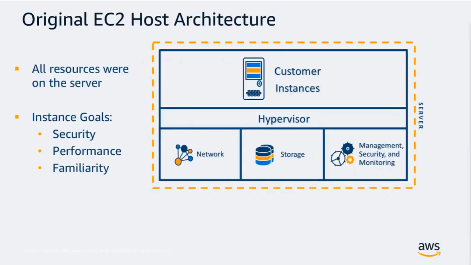So at AWS, we are continually iterating on behalf of the customer. And an example of this was our original architecture of our EC2 instances, with the network, storage, management, security, and monitoring all on the server. So our goals were to increase security, increase performance, but also provide a familiar environment that customers would recognize.